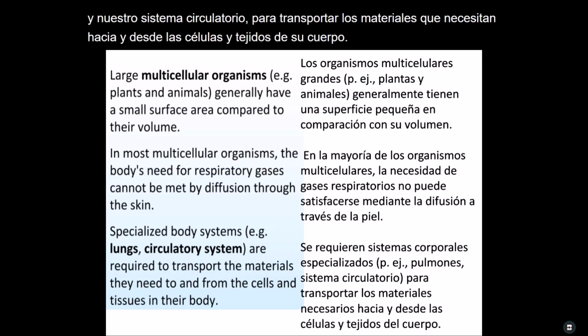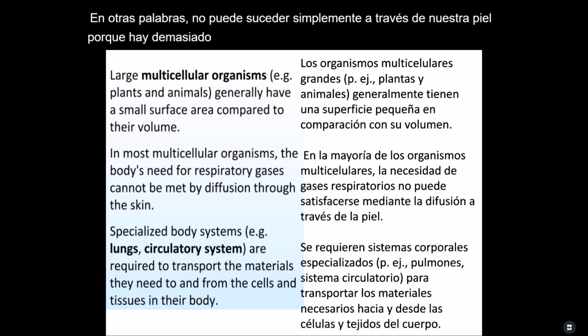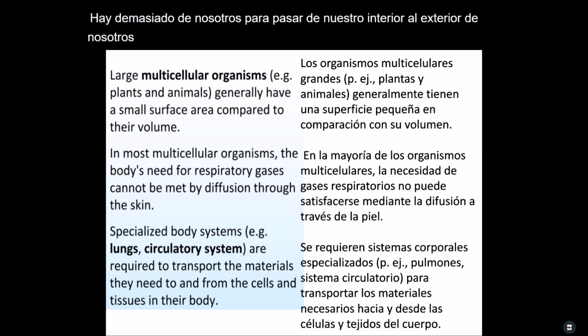In other words, it can't just happen through our skin because there is too much volume to us. There's too much of us to go from just the inside of us to the outside of us quickly and efficiently. So that is why we need our lungs and our circulatory system to be able to transport materials in and out quickly and easily.